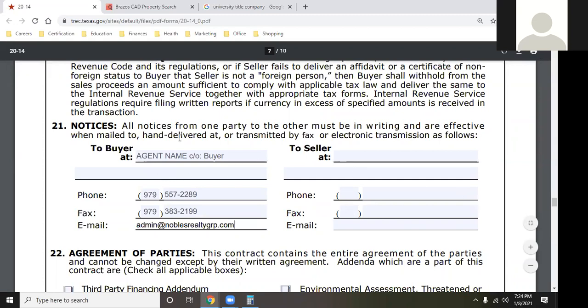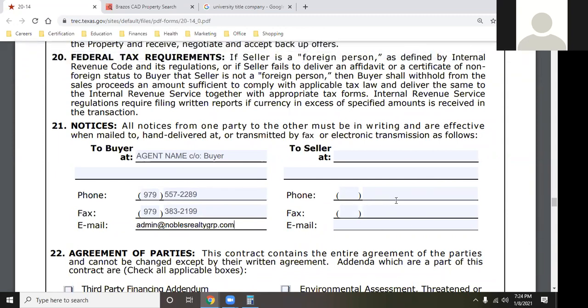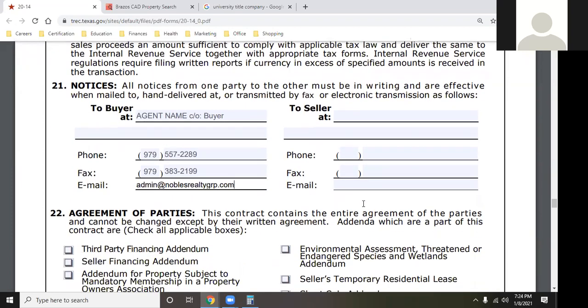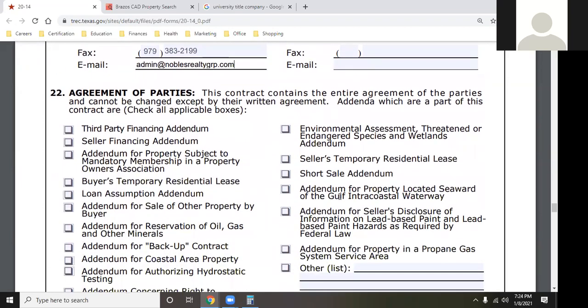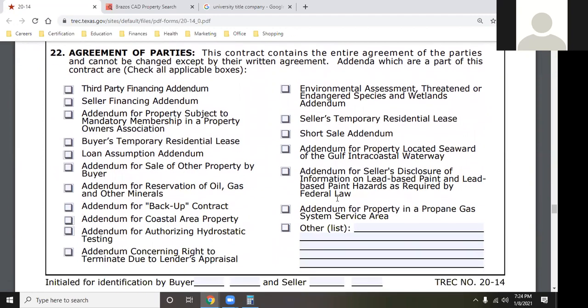But no, so you're going to fill this out. Again, we don't know Travis's information, so we're going to leave it blank, because remember, we're filling this out without knowing who it is. Okay? Now on 22, remember, we checked third-party financing.